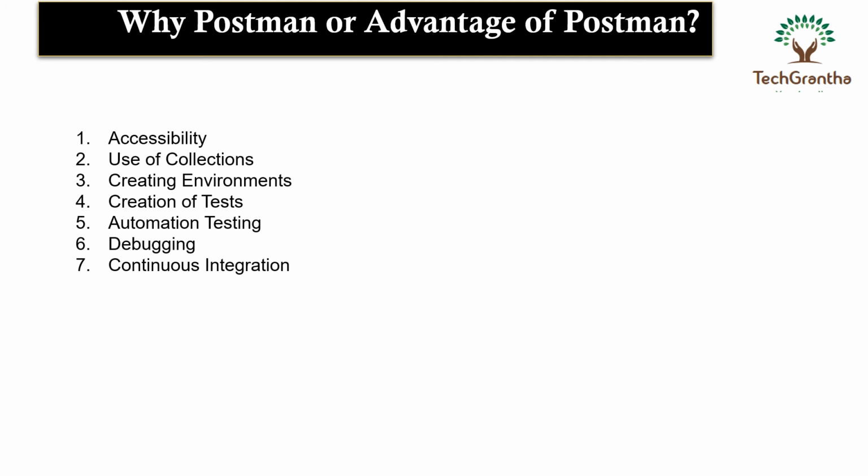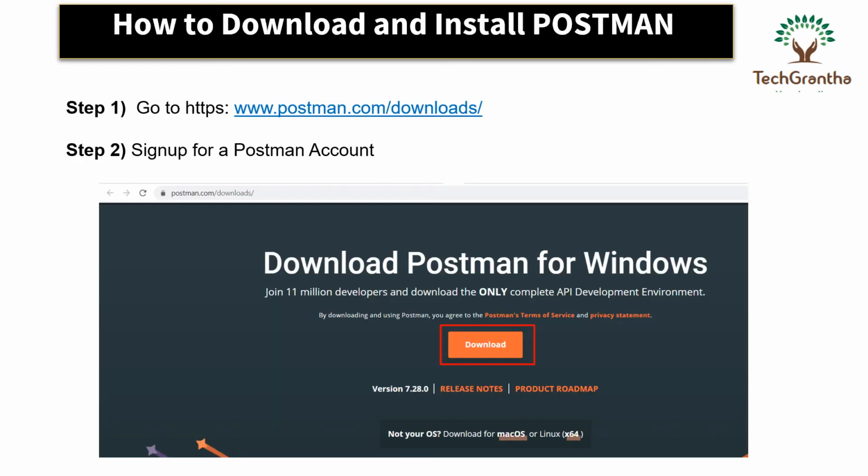And the seventh, which is the most important feature of Postman, is continuous integration. You can easily integrate your Postman testing activity and API testing with the Jenkins tool, and do continuous integration activity there. So those are the seven common features of Postman, and that's the reason we are using the tool.